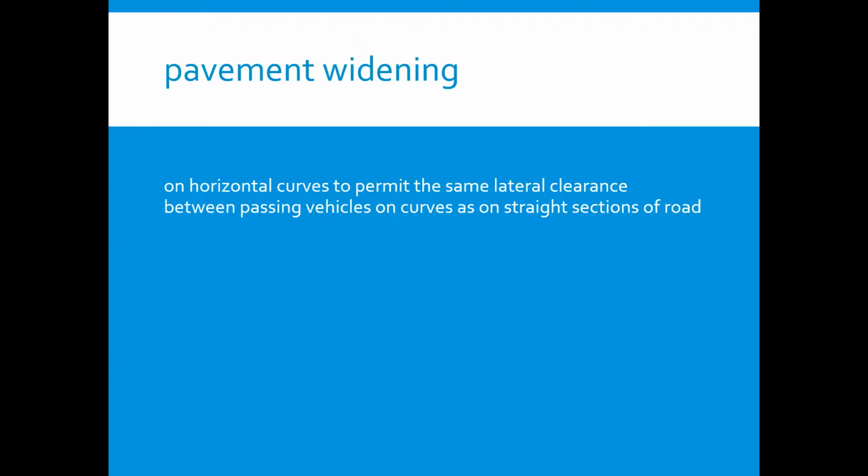Pavement widening on horizontal curves. Pavements are often widened on curves to permit the same lateral clearance between passing vehicles on a curve as on a straight section of road. The extra tracking width required is a function of the swept path of the vehicle and allows for such features as the effect of the inside tracking of rear wheels, vehicle overhang, and inaccurate steering.